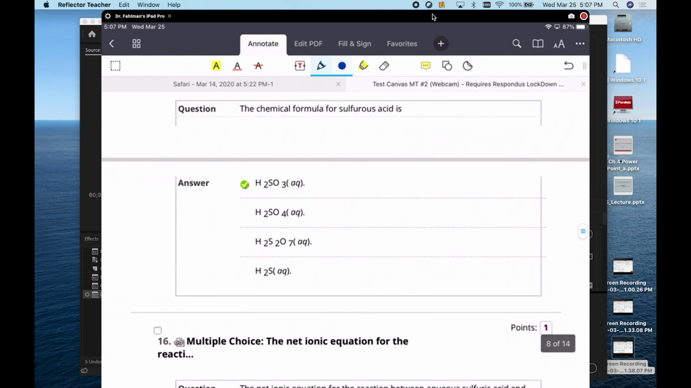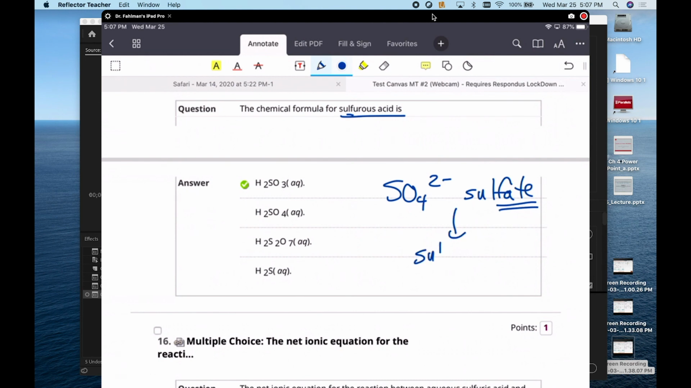Chemical formula for sulfurous acid. So remember, if you have an ate suffix, then the acid is sulfuric. So ate goes to ic. So that would be H2SO4.